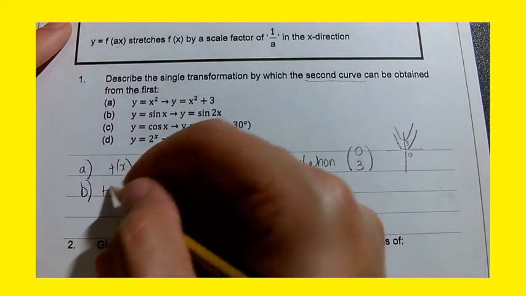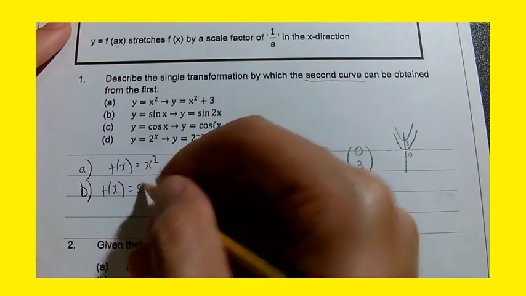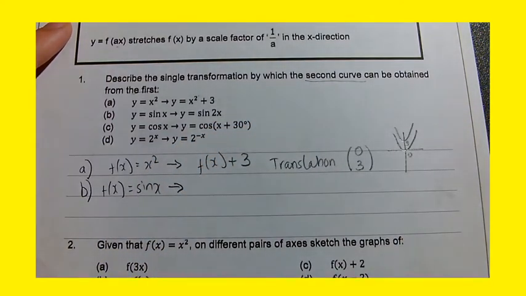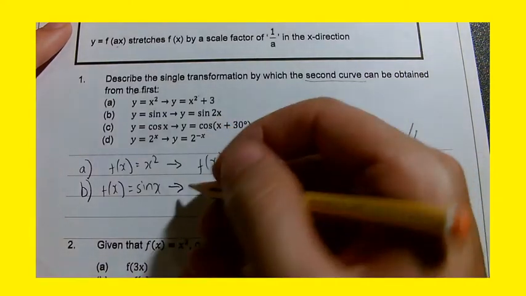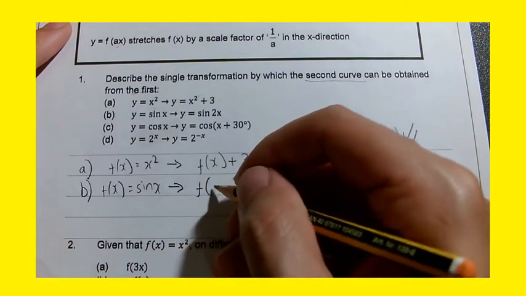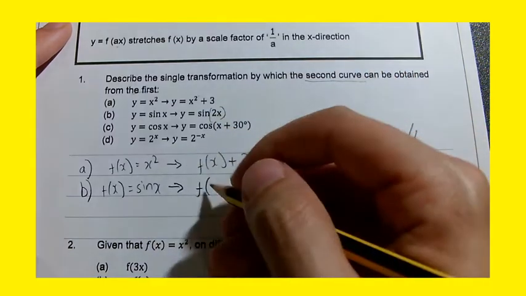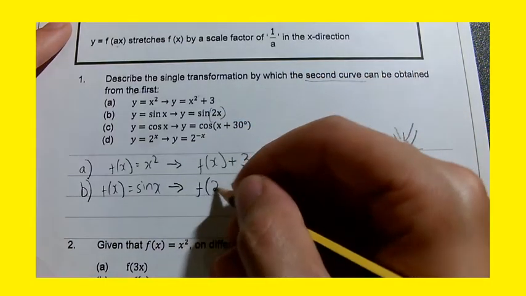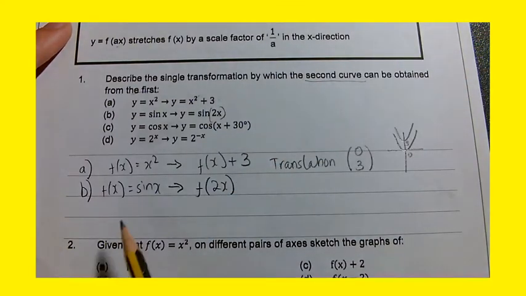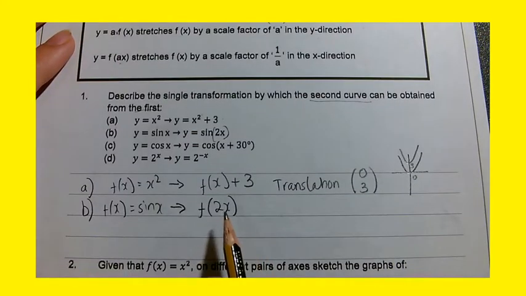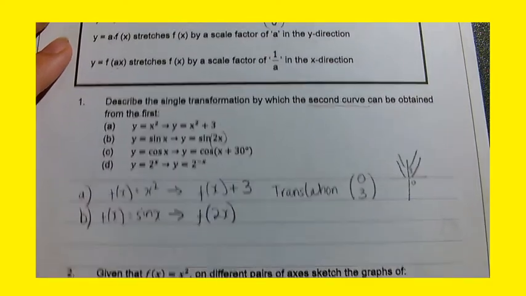Right, part B, y equals sine x to y equals sine 2x. So I'm going to make f of x equal to sine x. Okay, and what's happening with sine 2x? Well, what we've got in sine 2x is that the x is being multiplied by 2 inside of the function sine. So we've got to recognise that f of x, which was sine x, is now f of 2x, which is sine 2x.